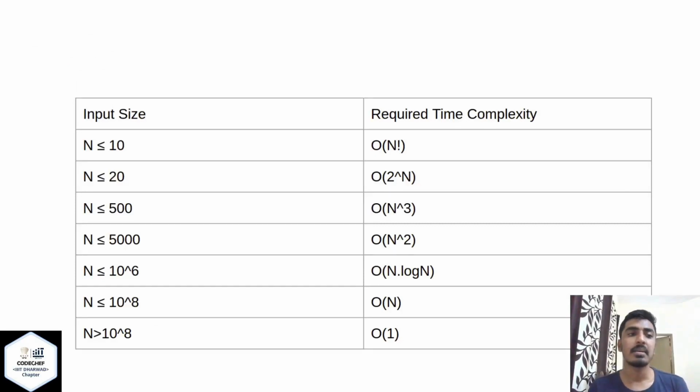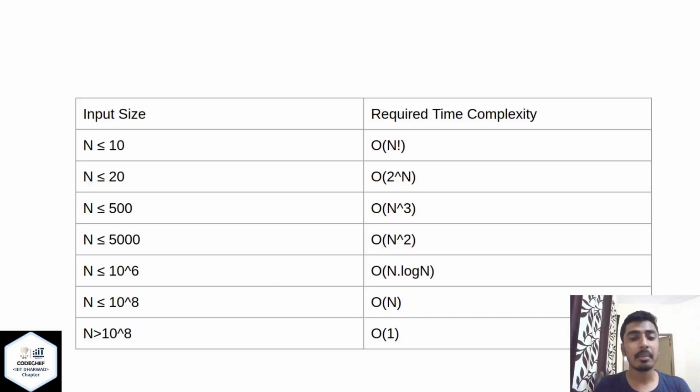So this is an input table and the time complexity required. The first thing you have to keep in mind is that speaking about a language like C++ or Java, it can perform around 10 power 7 to 10 power 8 operations in a second. So when you are given around 10 power 8 operations, you can have a time complexity of O of n, right?